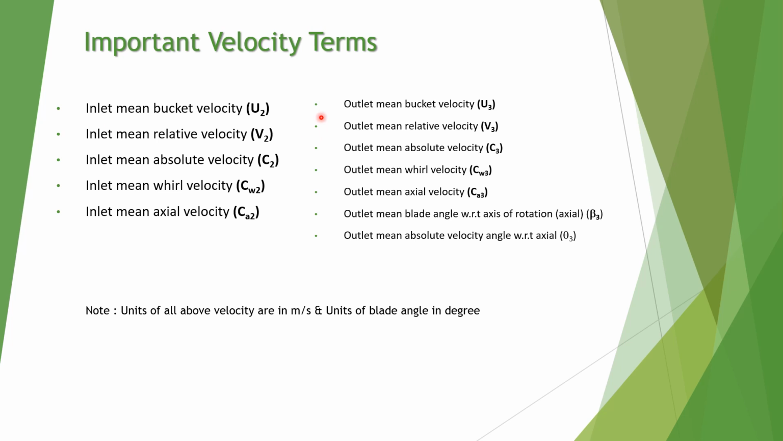Outlet mean bucket velocity is u3. Outlet mean relative velocity is v3. Outlet mean absolute velocity is c3. Outlet mean whirl velocity is cw3. Outlet mean axial velocity is ca3. Outlet mean blade angle with respect to the axis of rotation, or axial, is beta 3. Outlet mean absolute velocity angle with respect to axial is theta 3. The units of all the above velocities are meter per second, and the unit of blade angle is degree.